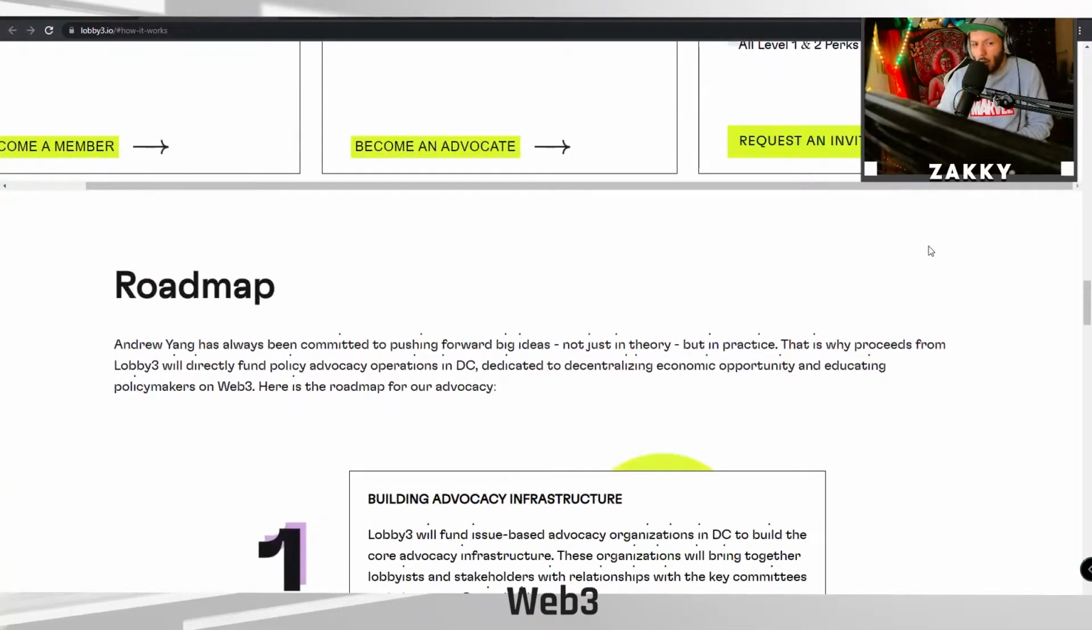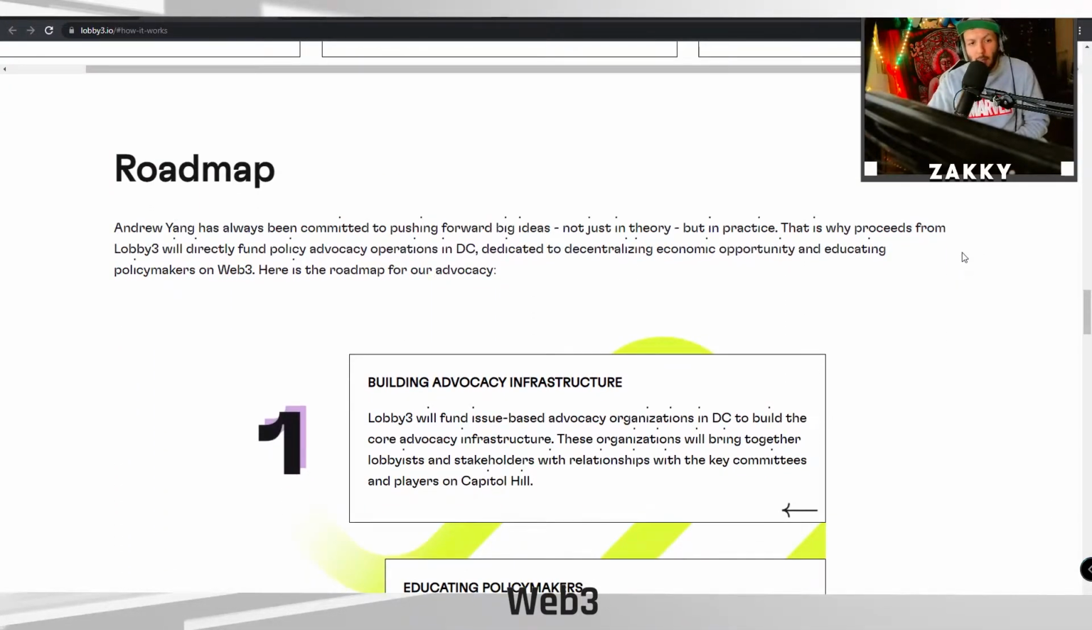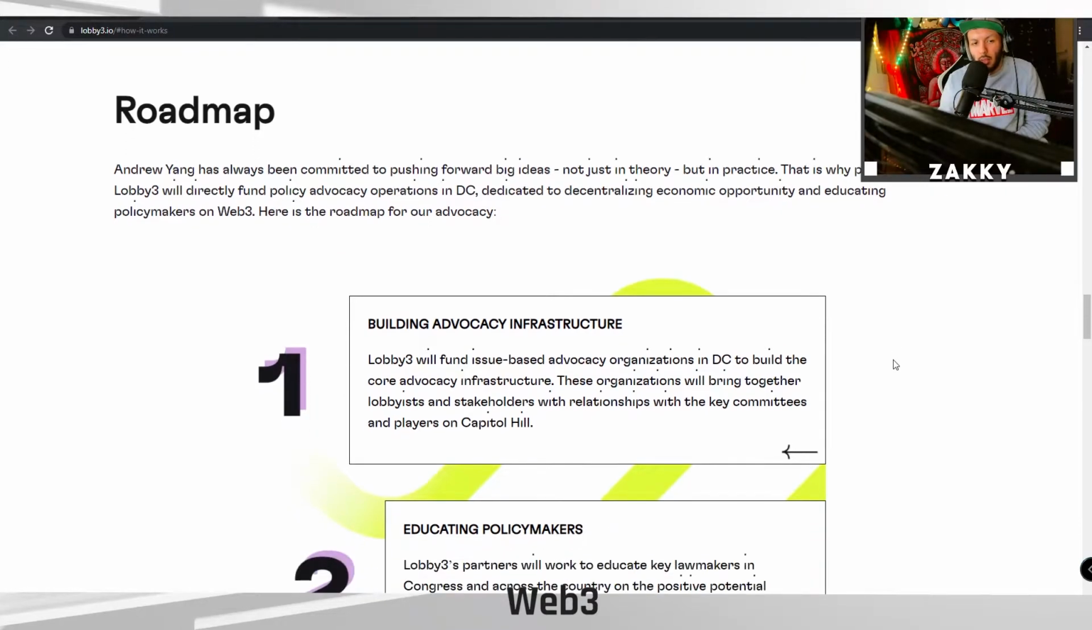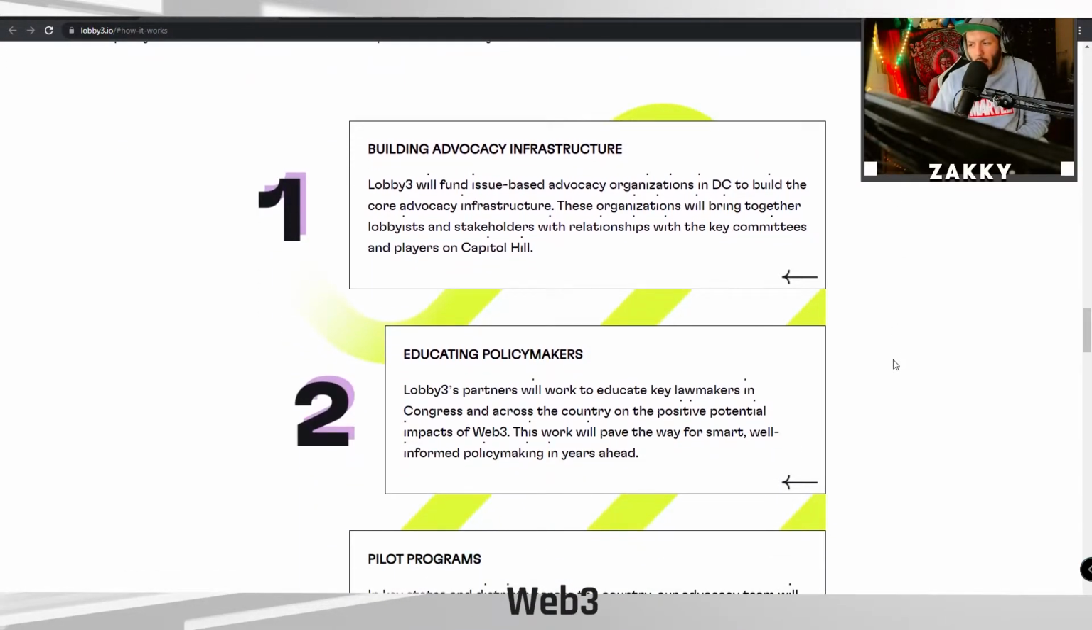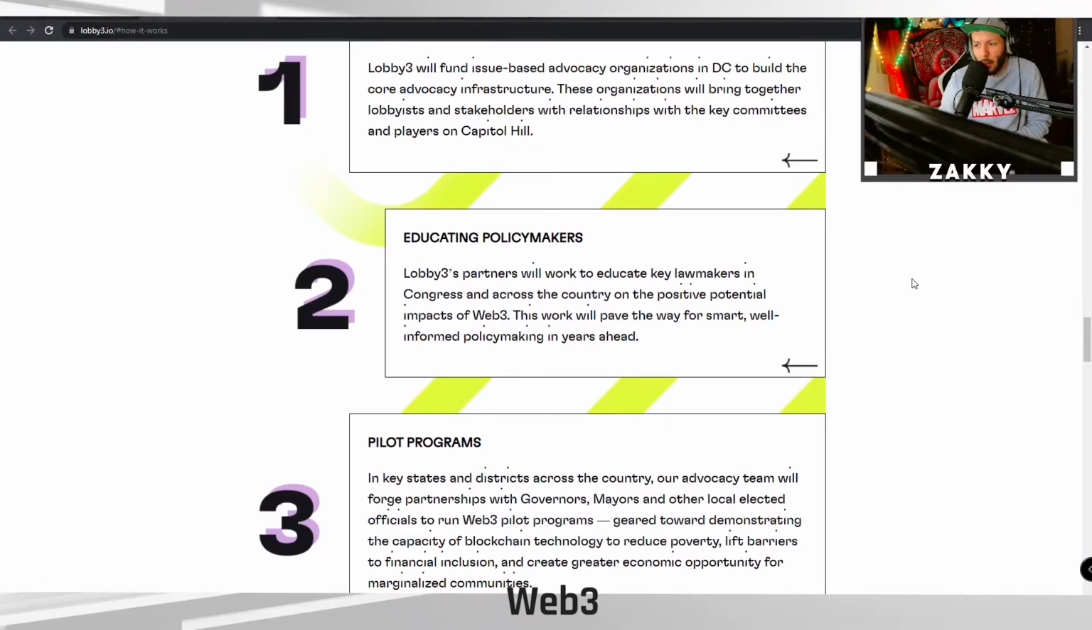Okay, roadmap. Andrew Yang has always been committed to pushing forwards big ideas, not just in theory, but in practice. This is why proceeds from Lobby3 will directly fund policy application operations in DC, dedicated to decentralizing economic opportunity and educating policymakers in Web3. The first one is building advocacy infrastructure. Lobby3 will fund issue-based advocacy organizations in DC to build the core advocacy infrastructure. These organizations will bring together lobbyists and stakeholders with relationships with the key committees on Capitol Hill.